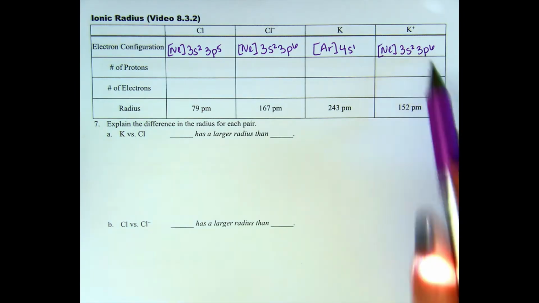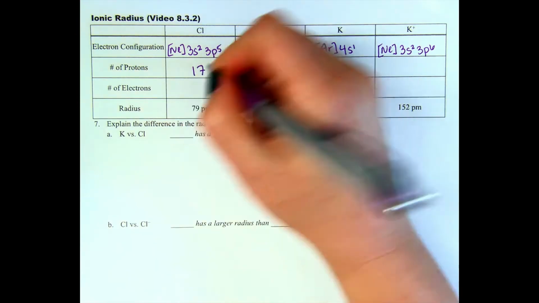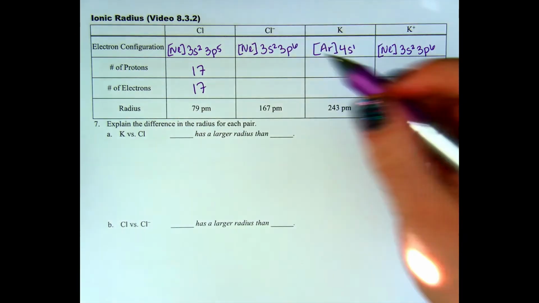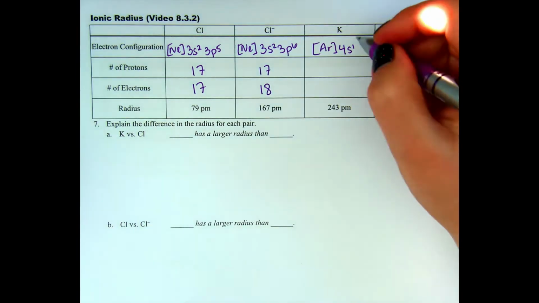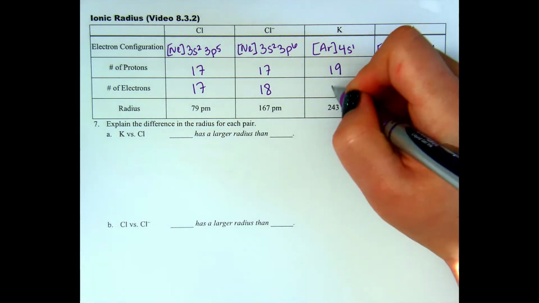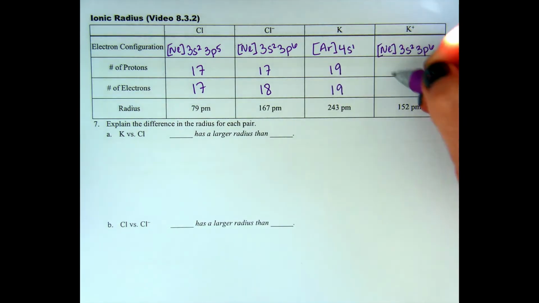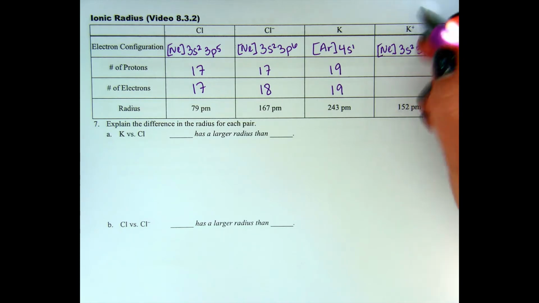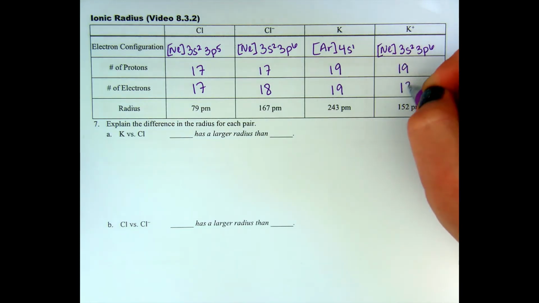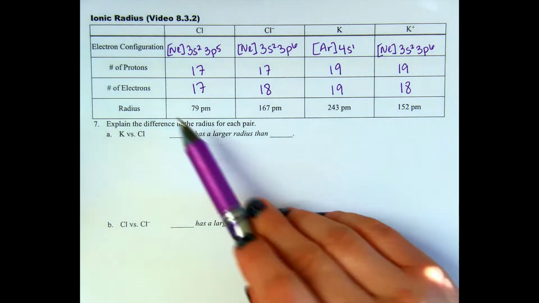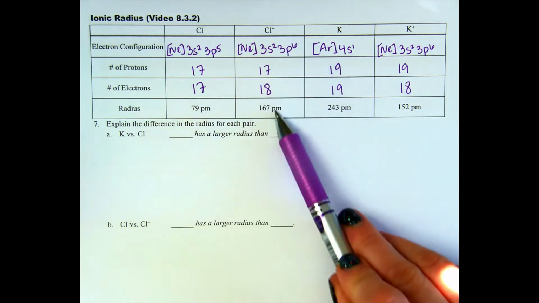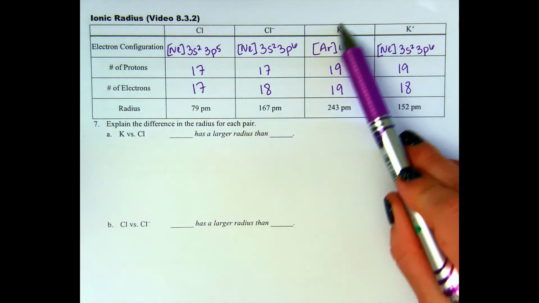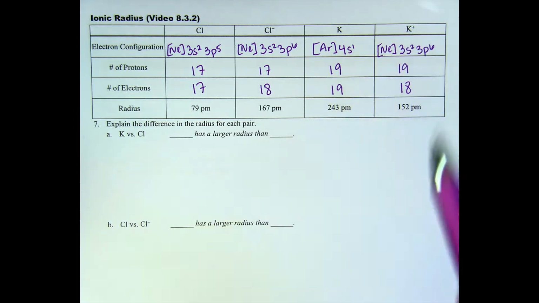Okay, the number of protons, chlorine has 17, and it's got 17 electrons, it's neutral. Chloride still has 17 protons, but now it's got 18 electrons. Potassium has 19 protons, 19 electrons. It is electrically neutral. And the potassium ion, K plus, is 19, and we have 18 electrons. It's lost an electron there. Notice the radius is given to you here as well. So chlorine is 79, but chloride is 167. Potassium is 243, but the potassium ion, K plus, is 152.